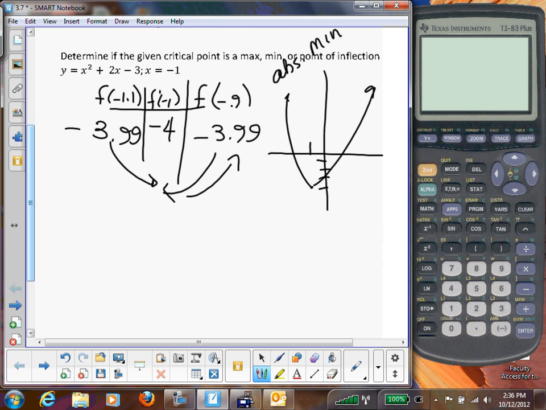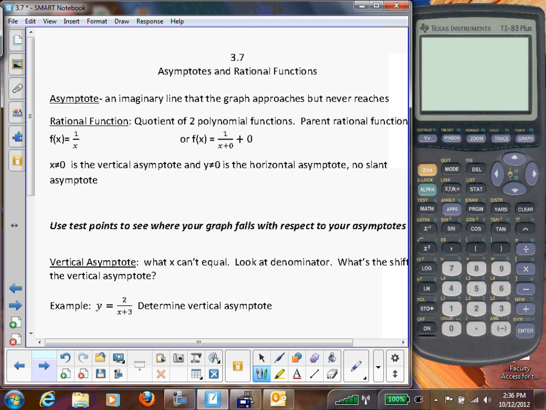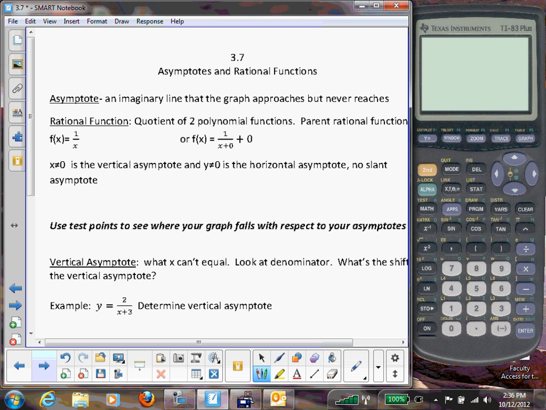Excuse me. Okay. All right, so here we go. This is 3-7. So, Emily, do you have anything to use to take notes? You've got a stylus now? Okay.